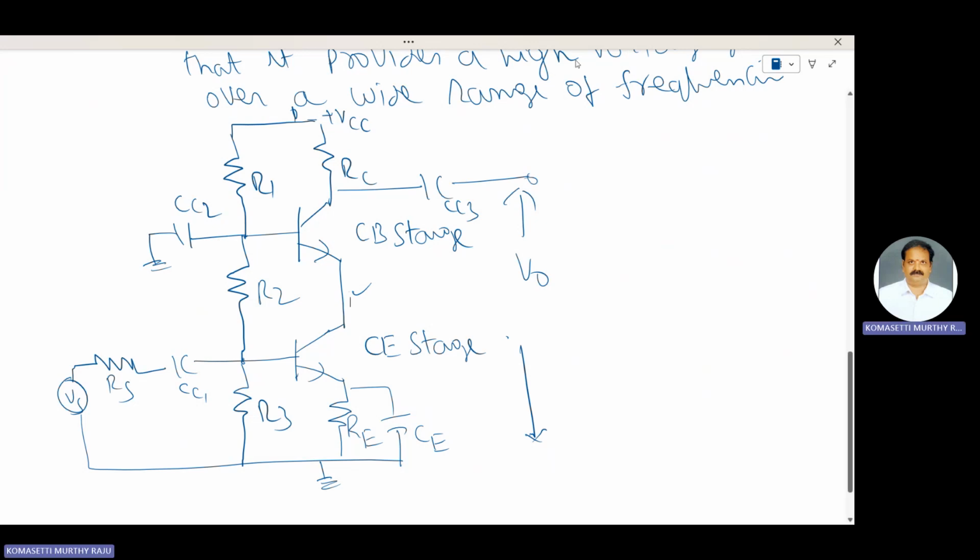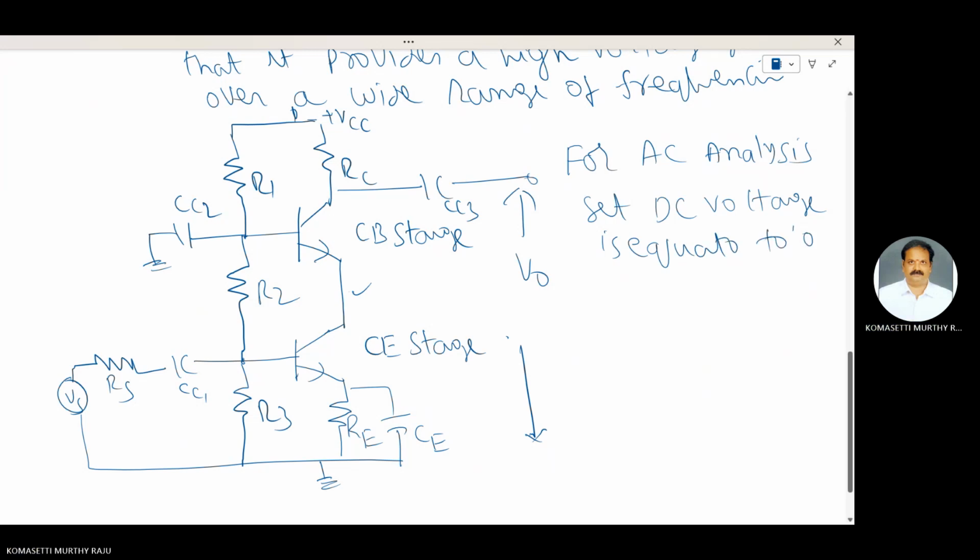For AC analysis, set DC voltage equal to 0. That means VCC is equal to 0.